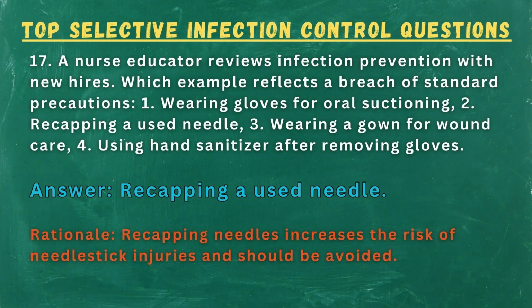17. A nurse educator reviews infection prevention with new hires. Which example reflects a breach of standard precautions? 1. Wearing gloves for oral suctioning. 2. Recapping a used needle. 3. Wearing a gown for wound care. 4. Using hand sanitizer after removing gloves. Answer: recapping a used needle. Rationale: recapping needles increases the risk of needlestick injuries and should be avoided.